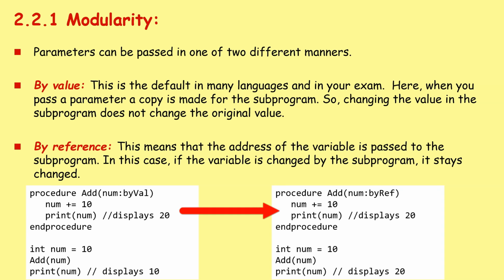In the other example, however, we are passing it by reference. So that means we are passing a pointer to the same memory location. So if we change the value now, it will change the original. So in our procedure, again, we add 10 to it, we print it to display 20, we return control back to the original program, and we print out the value again, but this time instead of displaying 10, it displays 20 because we've passed the value by reference. When we changed it, it changed the value throughout the program.